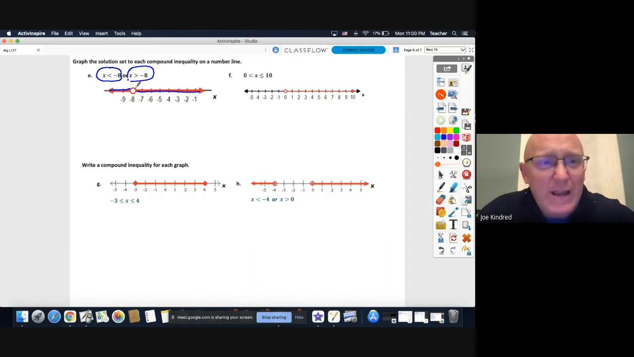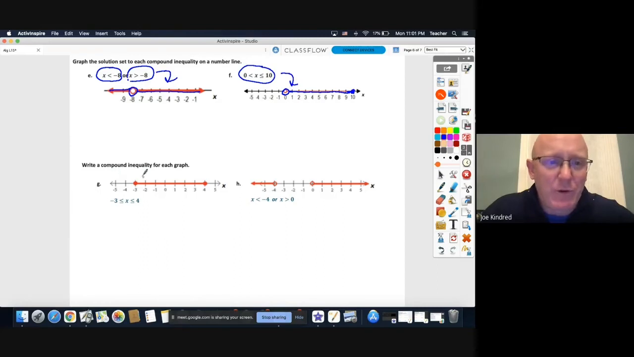So x is less than negative 8. You see it going out over here. And x is greater than negative 8. You see it going out here. And they left this open. Notice that. And then f, x is greater than 0. It's not equal to 0. And then it goes all the way to 10, and you see a dot that's filled in. Here it's open, and then there it's filled in.